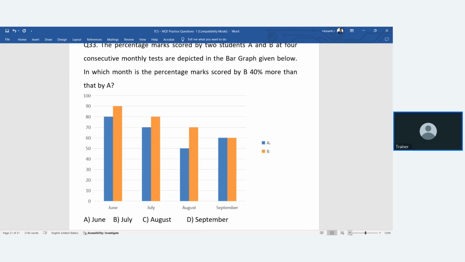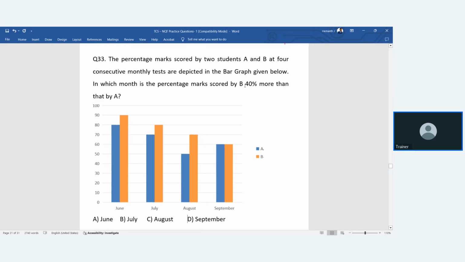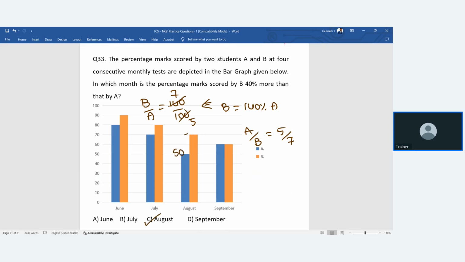They are asking in which month B is 40% more than that of A. So B is 140% of A. 140% means nothing but 140 divided by 100, which is 7 by 5. So A by B is 5 by 7. In which month is it 5 by 7, my dear friend? August is the answer, right? A is 50, B is 70. The answer is August. Got it?